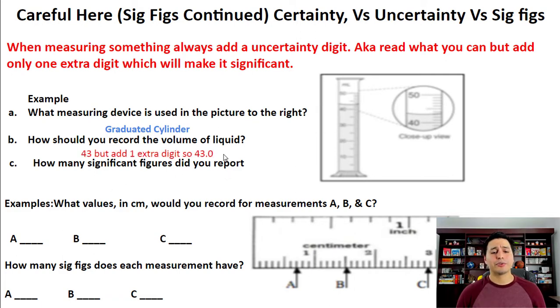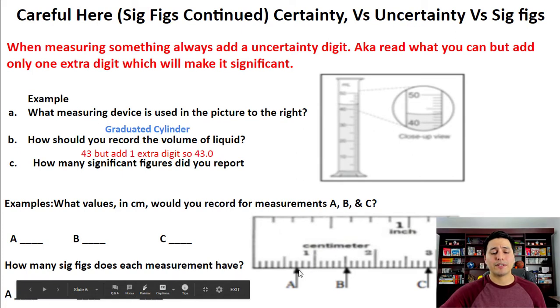What values in centimeters would you record for measurements A, B, and C? Now when you look at A, we're going to say that this is 0.7. We know that it's 0.7 because this is 0.5, so this makes it 0.7. But this can be 0.70, 0.71, 0.72. In this case, I've got to throw in that one extra digit, so I'm going to say that it's 0.70.